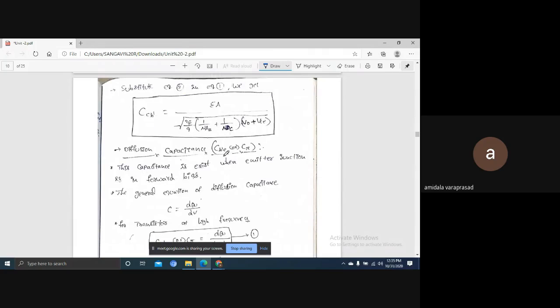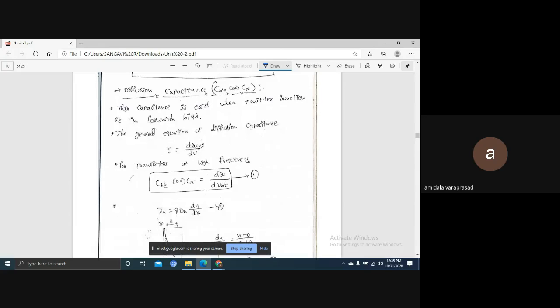Next, diffusion capacitance, C B'E or C pi. This capacitance exists when the emitter base junction is in forward bias. Generally, the equation of diffusion capacitance is C equal to dQ by dV. Now we need to find out Q.